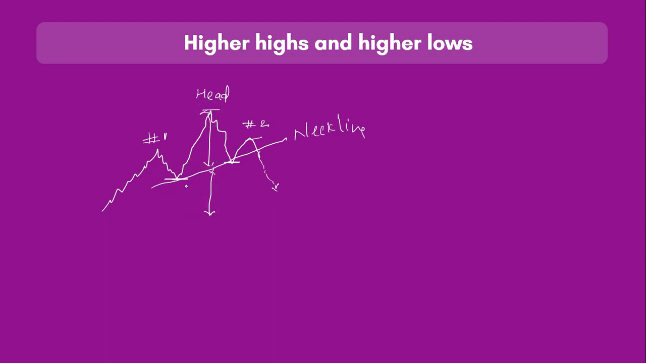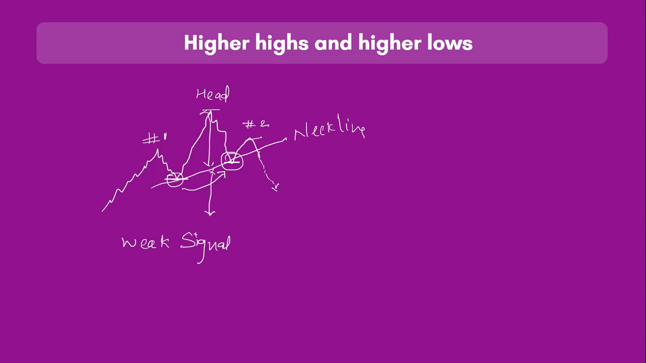However, an inclined neckline is a weak signal, because the next low, this low, is higher than the previous low, so we still have the higher low concept intact, so it is a weak signal.